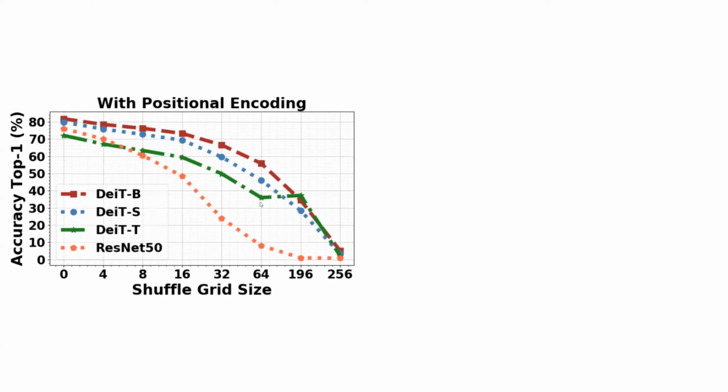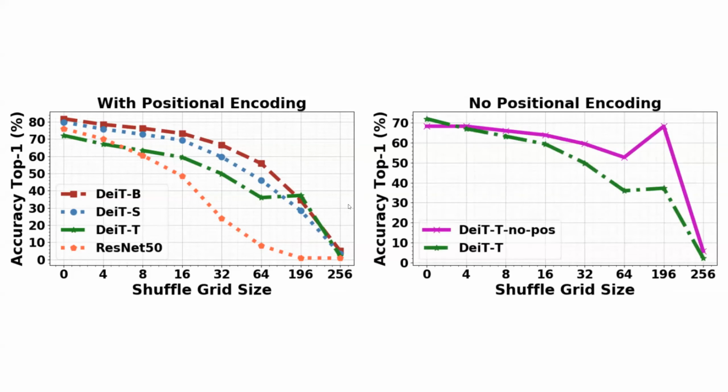Another thing to note as well is that when the shuffle grid size is equal to the number of patches that the transformer was trained on, you see a sudden increase in accuracy. And that is because when they're both the same, it can be seen as just a reordering of patches, which we know transformers are able to handle.